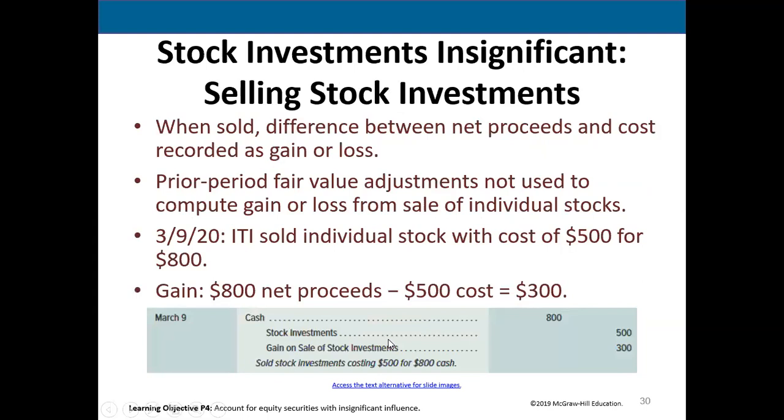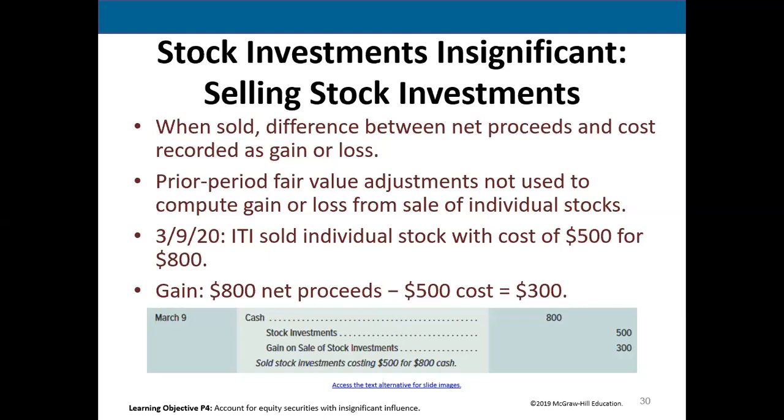Now, what happens next year when they actually sell some of this stock? When it's sold, the difference between what they sell it for and what they paid for it will be an actual or realized gain or loss. So we will take how much they sold it for, in this case, $800. How much did they pay for the stock they sold? $500. They didn't sell all this stock, they only sold some of it. Since they sold it for more than they originally purchased it for, they have an actual gain of $300.